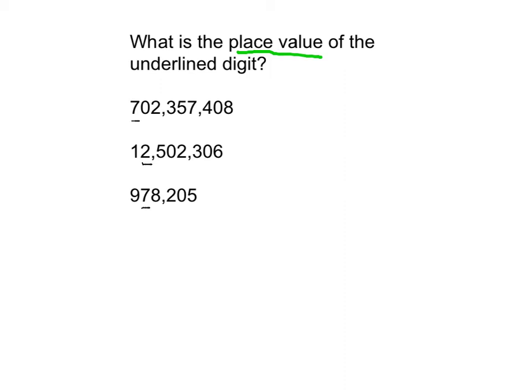For that first number, what it's asking you again is the place value or place. What place is that underlined digit in? It's in the 100 millions place. And then so we write that out.